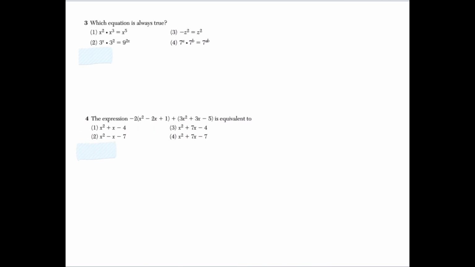All right, let's look at 3 and 4. The answers for these are 1 and 4. So jot them down. If you have the right answers, move to the next chapter.